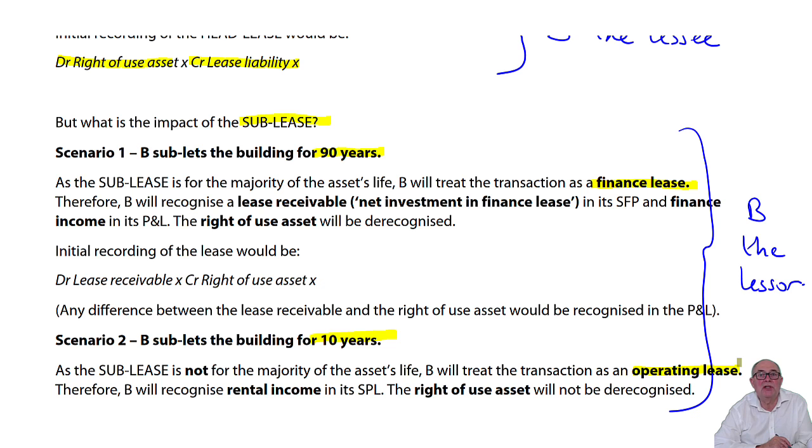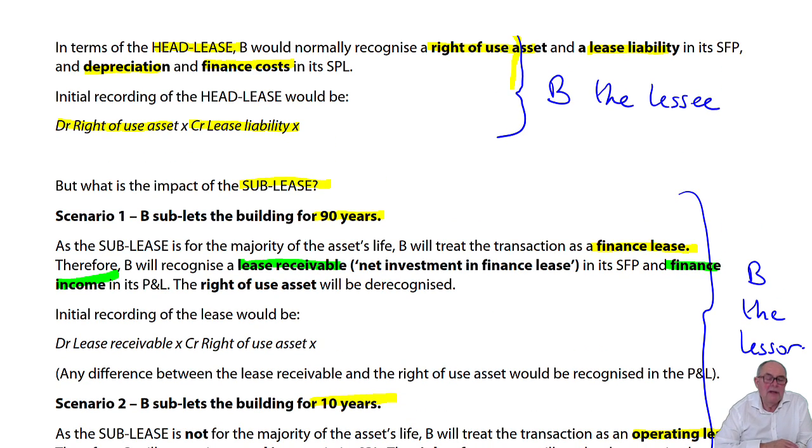So in those circumstances, if I am the lessor of a finance lease, what's going to happen? I need to show a lease receivable and finance income. Previously, in the balance sheet, I had a right of use asset. I don't need that anymore. The right of use asset is going to become a lease receivable.